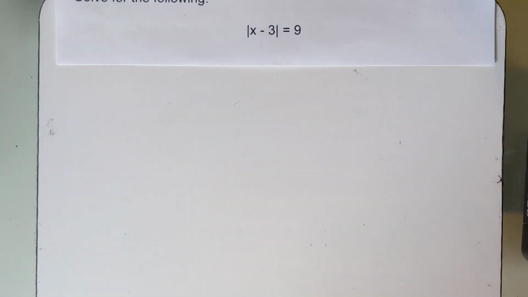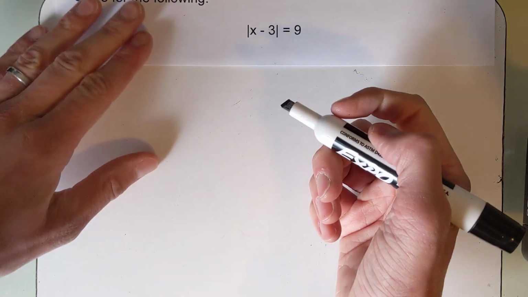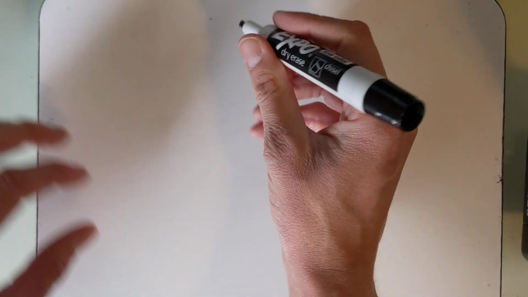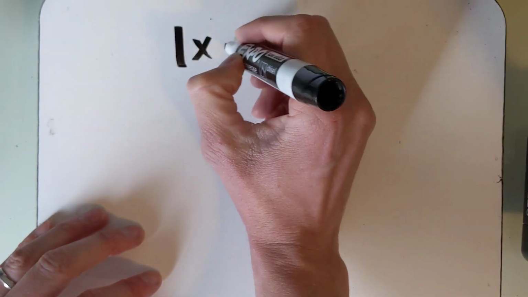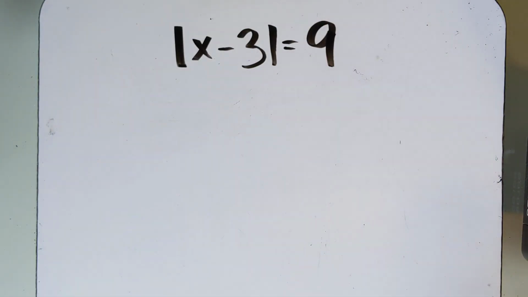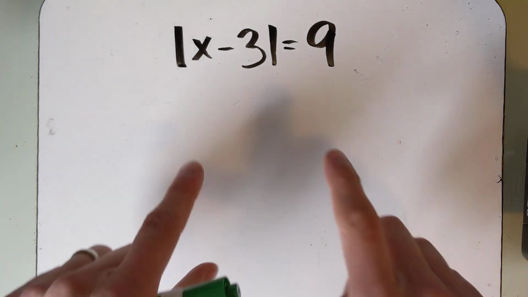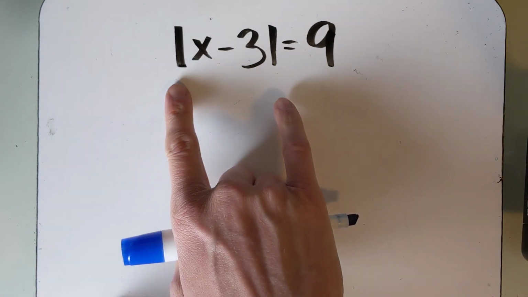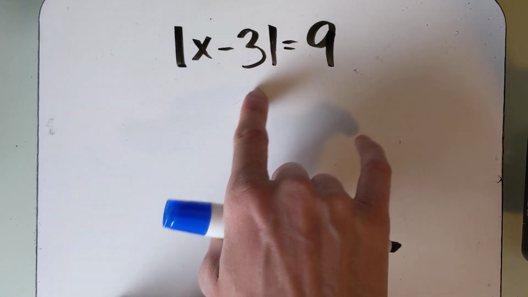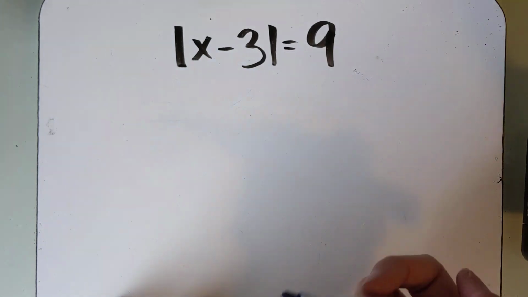Before we start reviewing this, I'm going to go ahead and copy our question down, that way I can mark it up a little bit. So we'll have the absolute value of x minus 3 is equal to 9. Now, the easiest way to remember this is that there are 2 bars, 2 lines right here, and that shows that there are 2 possible solutions. It could be either a positive number or a negative number.